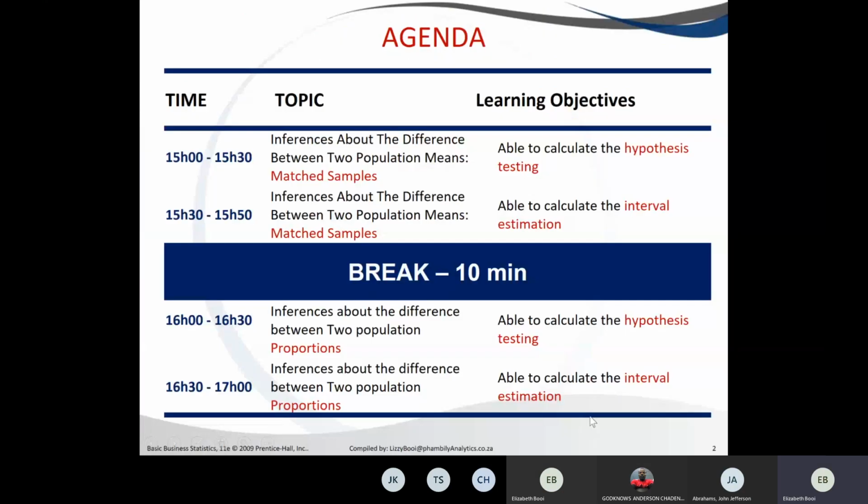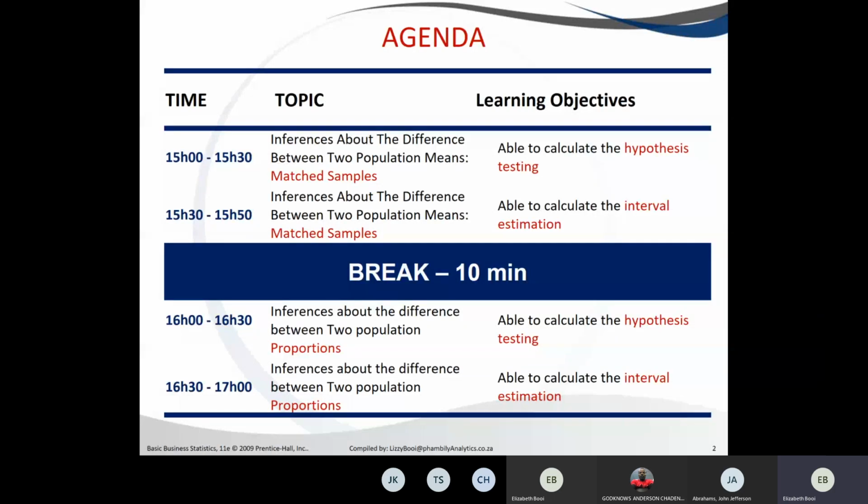So today we're going to look at matched samples. On Monday, we looked at the inferences about the difference between the two population means, and we were looking at independent samples. So today we're going to look at the matched sample. And then the second half of the session, which will start at 4, we will look at the proportion.